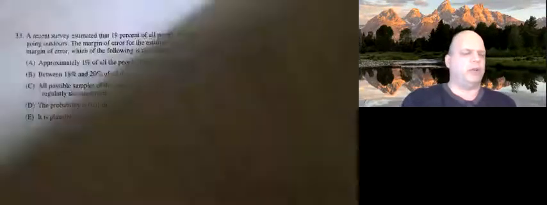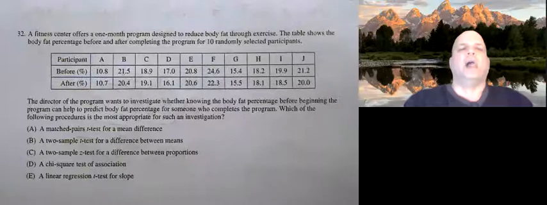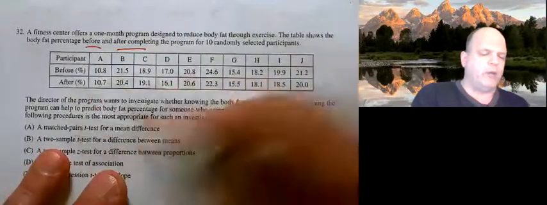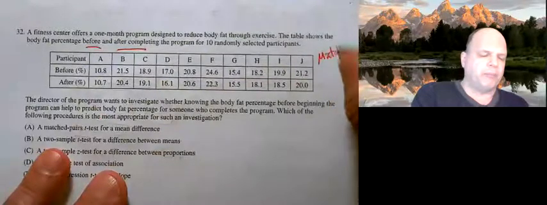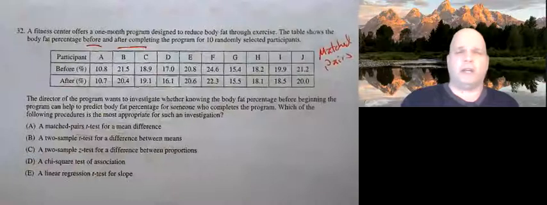Okay, moving on to number 32. Number 32, this is one of those questions where you better read very carefully. And this is just an encouragement to do so during the test. A fitness center offers a 1-month program designed to reduce body fat through exercise. The table shows the body fat percentage before and after completing the program for 10 randomly selected participants. Now I see before and after, and I immediately think, hey, we have a before and after. We have each one measured twice. This is probably going to be matched pairs. This is what I'm thinking, but I better continue reading because I'm going to find out they're tricking me.